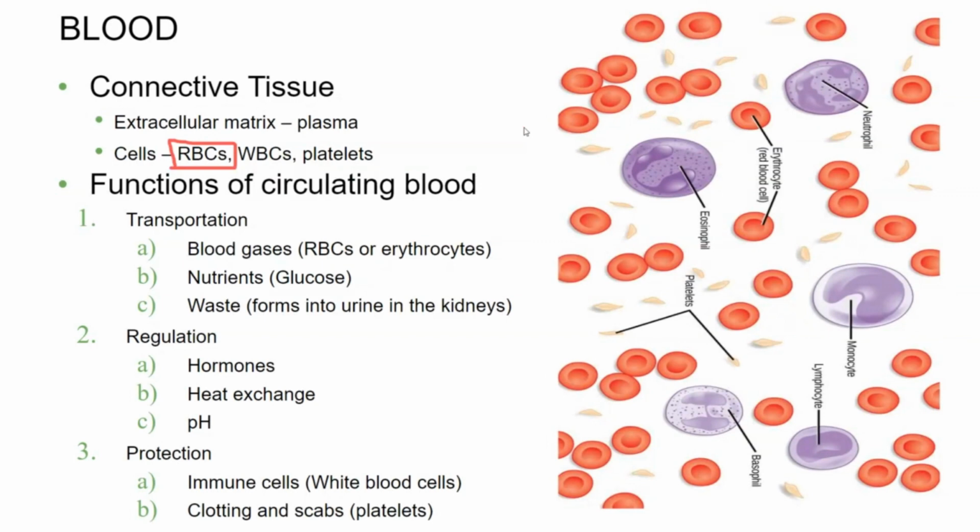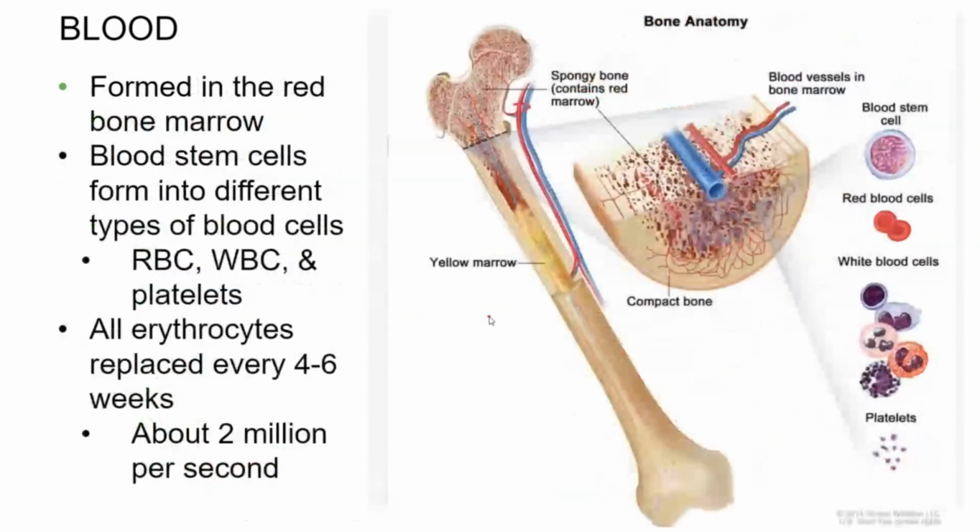Blood functions to transport gases and nutrients and waste, but also to regulate your body by facilitating heat exchange, maintaining pH balance, and distributing hormones throughout your body. And it also helps with protection, because the white blood cells are a major part of your immune system. And also platelets help to protect you from scrapes and cuts.